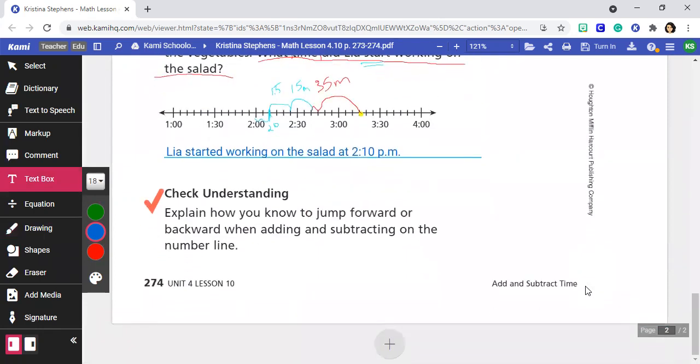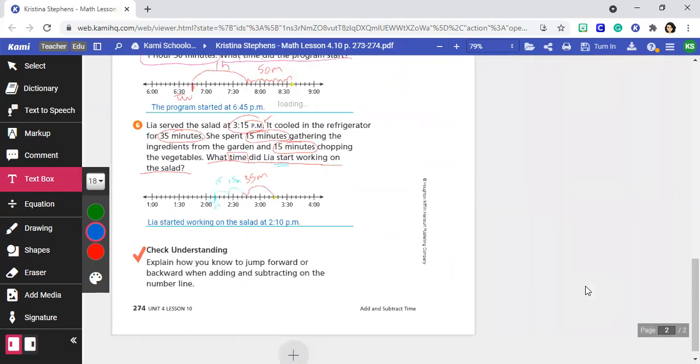Finally, at the bottom of page 274, you have your check for understanding. And this is an explanation, which means you are not showing me a math problem. You're not showing me a number line. You are using words to explain. If you are one of my students and you are using Kami, I would even accept a video answer. Explain how you know to jump forward or backward when adding and subtracting on the number line. How do you know?